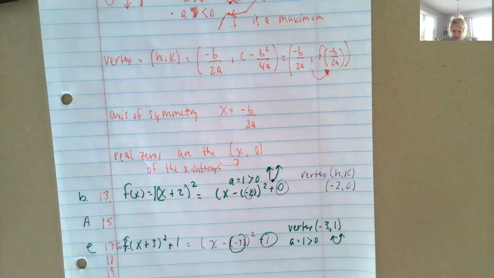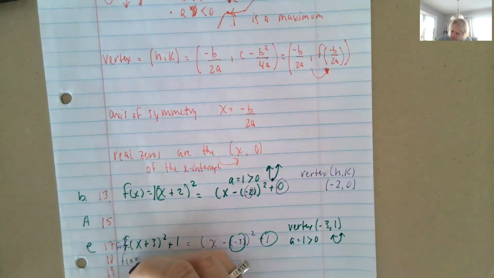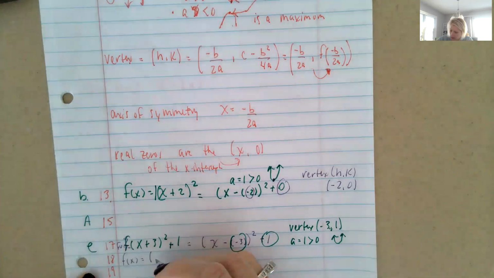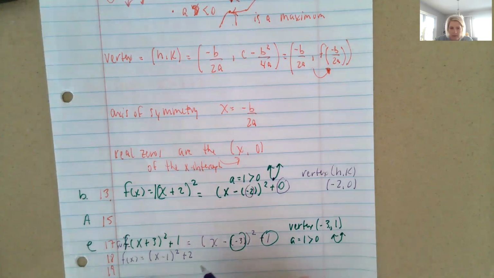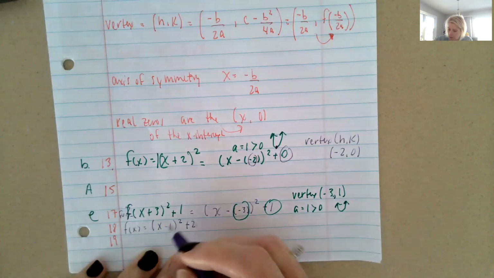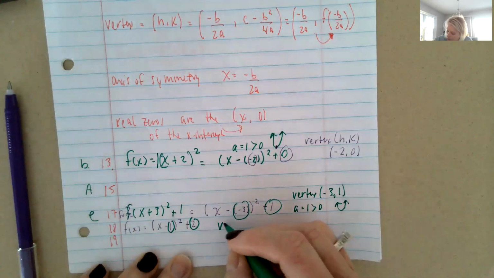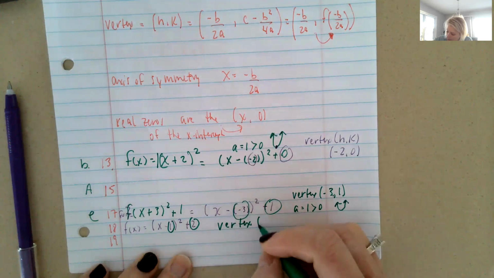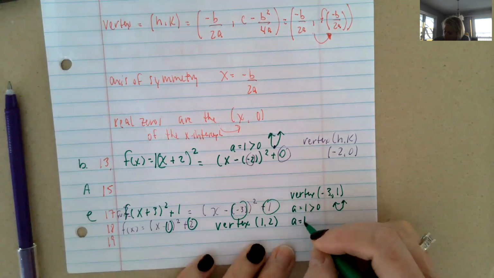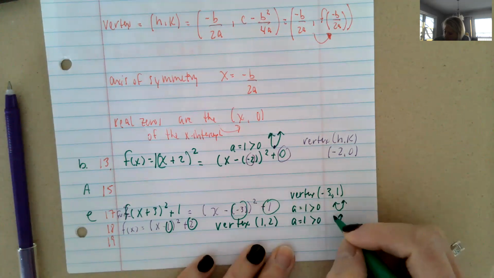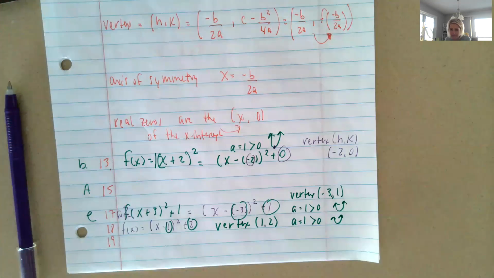And then 18 has the function (x - 1)² + 2. So it's already in the standard form. So it looks like my h is 1 and my k is 2. So the vertex is (1, 2). And a is equal to 1 again, so it's face up. And my vertex is at (1, 2). So let's try to find that.